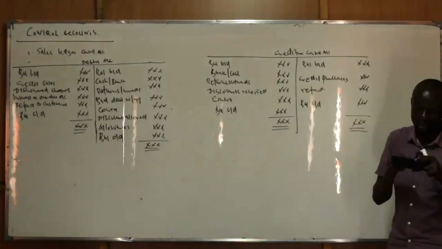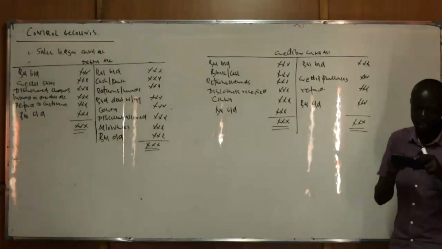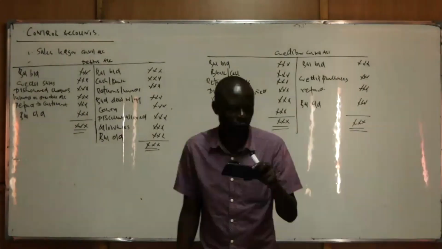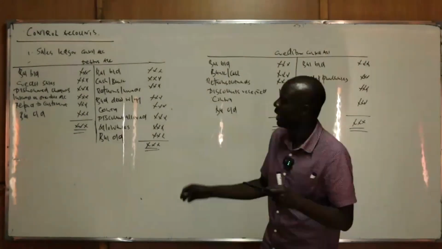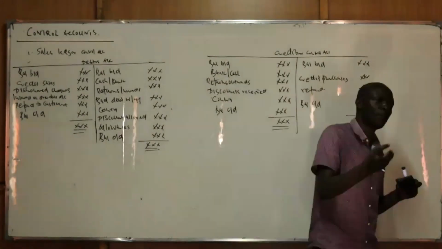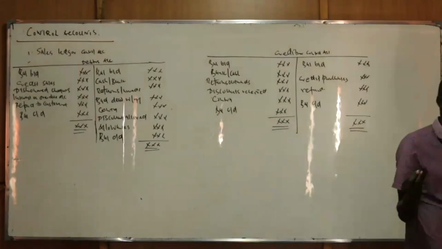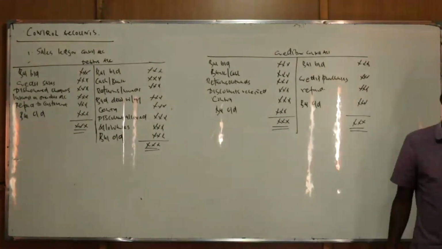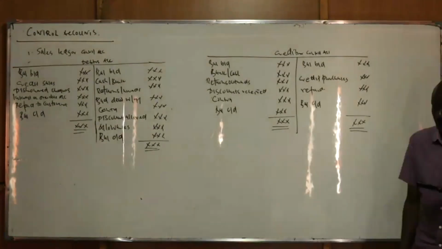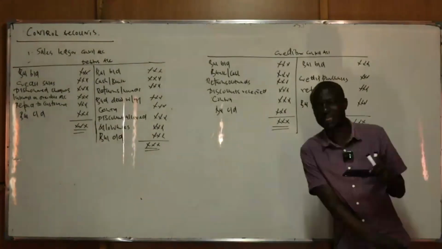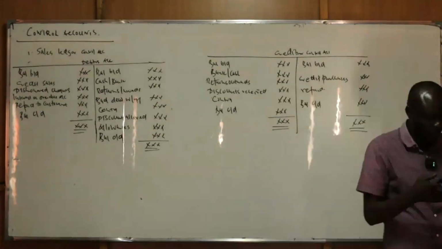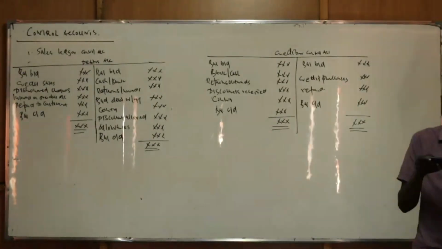Now, why do we prepare this control account? What is the purpose of preparing control accounts? Number one, as we have said, it is to enable us to extract the balances of debtors and creditors very fast or quickly for preparation of the final statements. It facilitates extraction of the debtors balance and creditors balance at the end of the period.